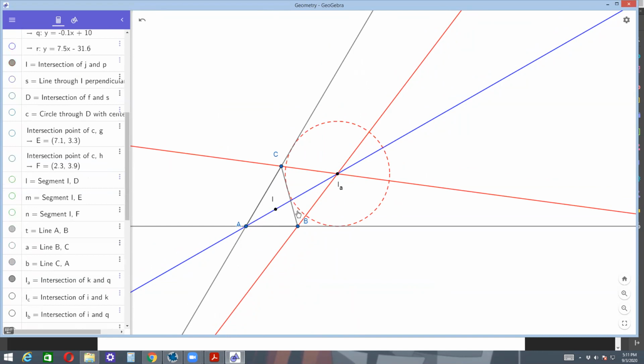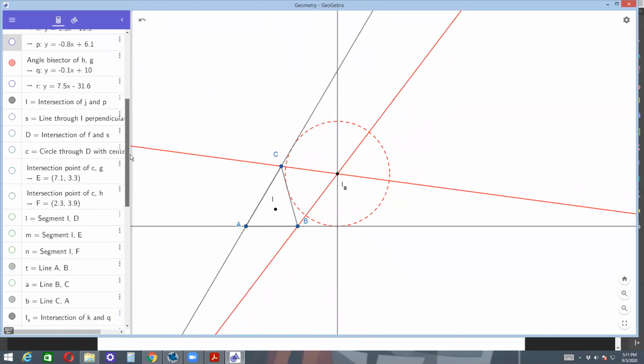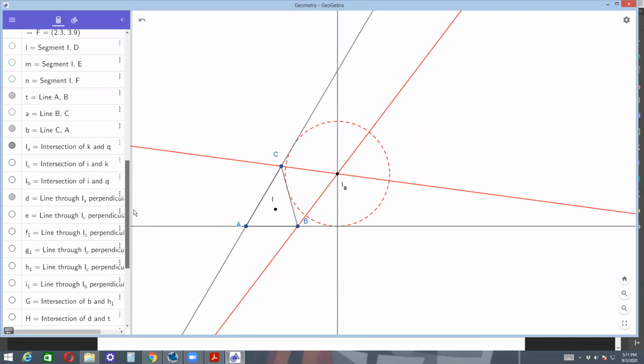Yeah, so what you do is, for simplicity, let me remove the blue one. All right, so you let these two lines intersect at IA, then you draw a perpendicular to this side, right? And a perpendicular to that side.